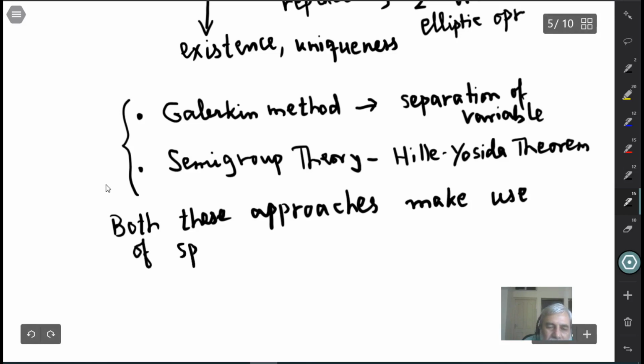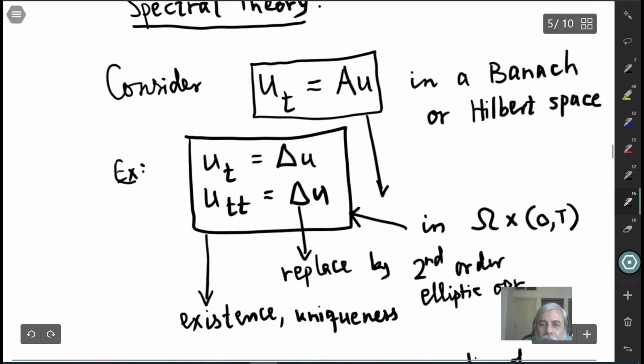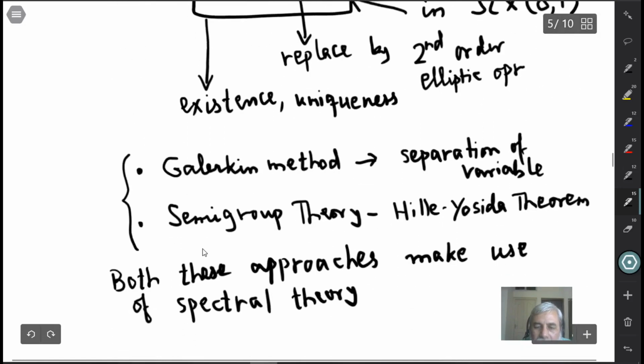So it's essential to have the spectral knowledge of this operator A in general. So when you consider a general linear operator, we have to make use of the spectral theory corresponding to that.